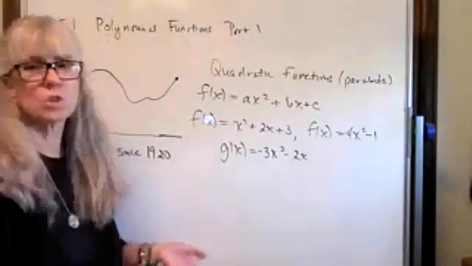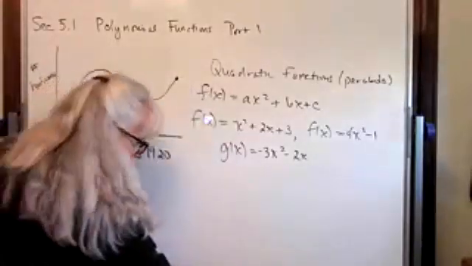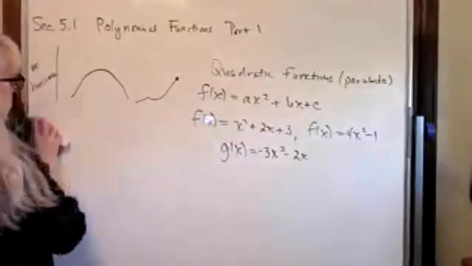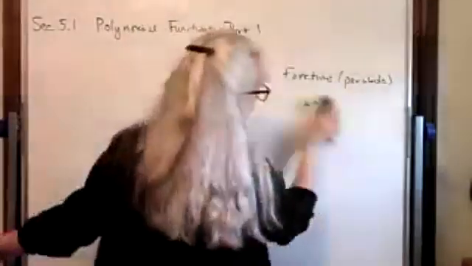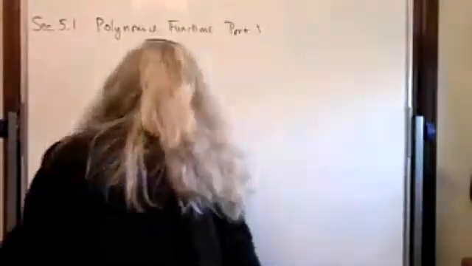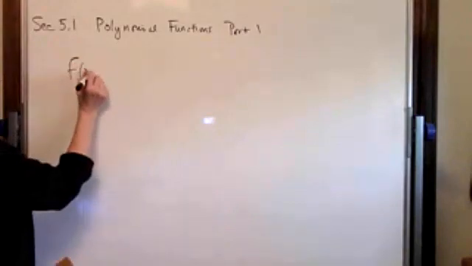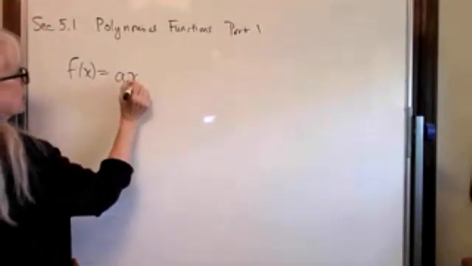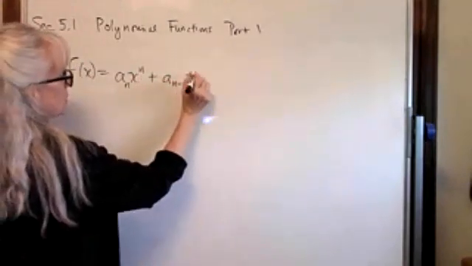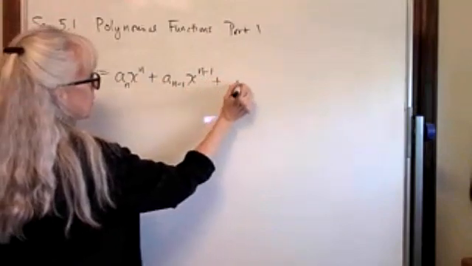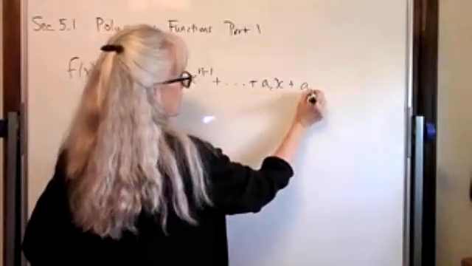So that leads us to a general definition of a polynomial function. Now this is probably the most math-ish formula that we will ever write in our class. But it's important that you look at it and then recognize what we're dealing with. So on the handout, as you see, a polynomial function is defined as f of x is equal to a sub n x to the n power plus a sub n minus 1 times x to the n minus 1 power plus dot, dot, dot, all the way down to a sub 1 x plus a sub 0.